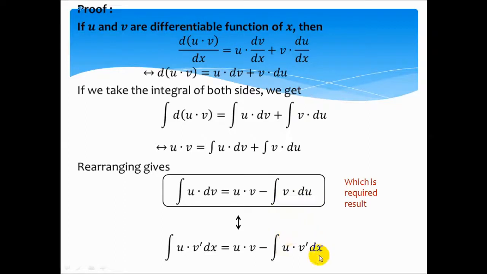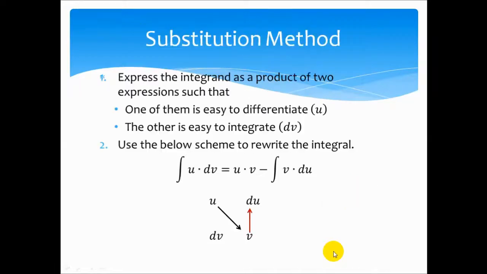In here we have a mistake, so sorry. The v in here is v, and du is u prime times dx. So the formula to solve problems about integration by parts is integral u times v prime dx is equal to u times v minus integral v times u prime dx, okay?